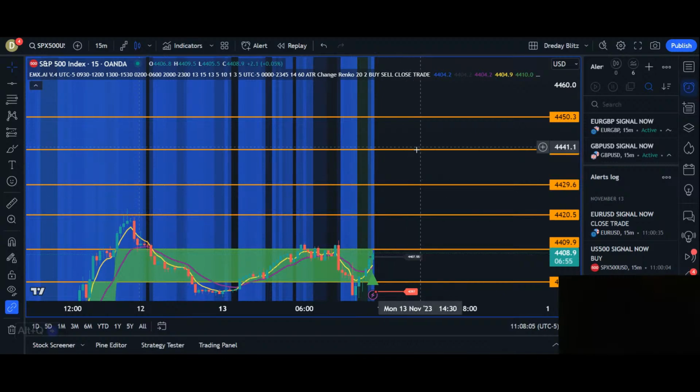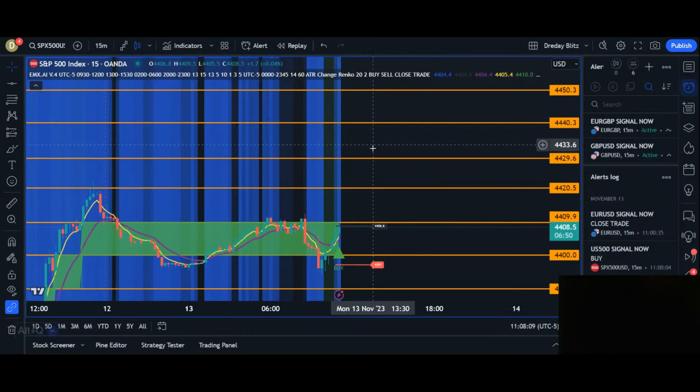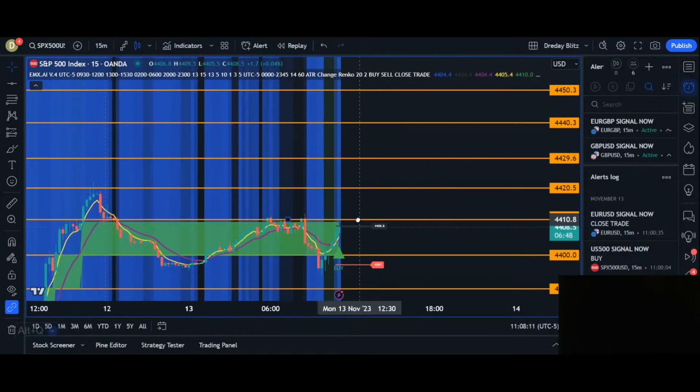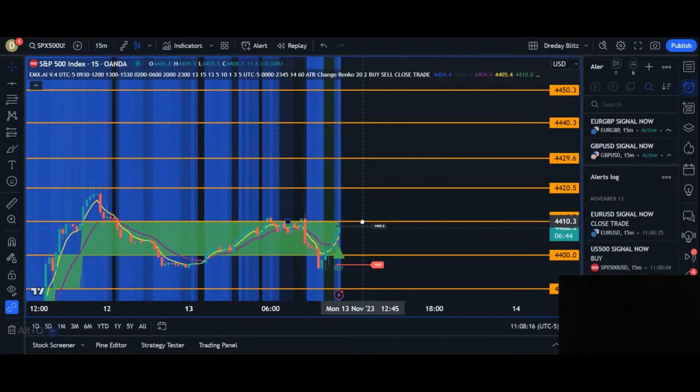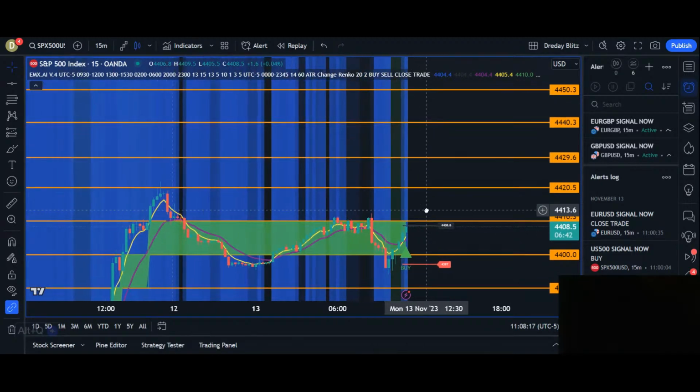Okay. So for the buy, your next take profit zone will be here. Second one will be here. Third one will be around here. Okay. If it goes higher than where we're at right now.